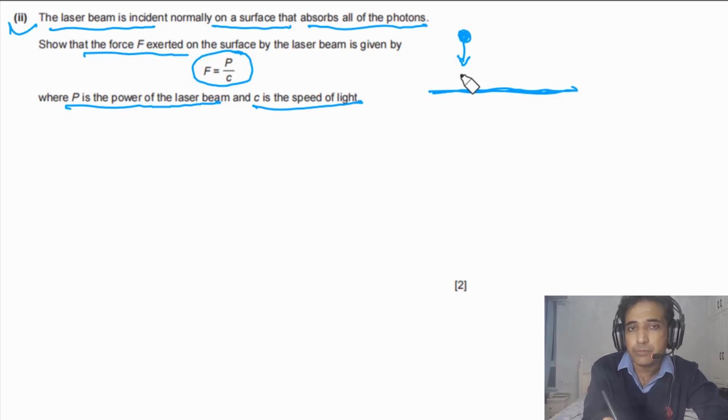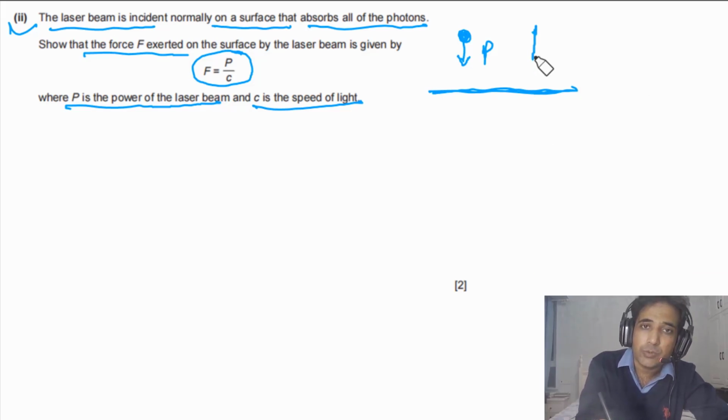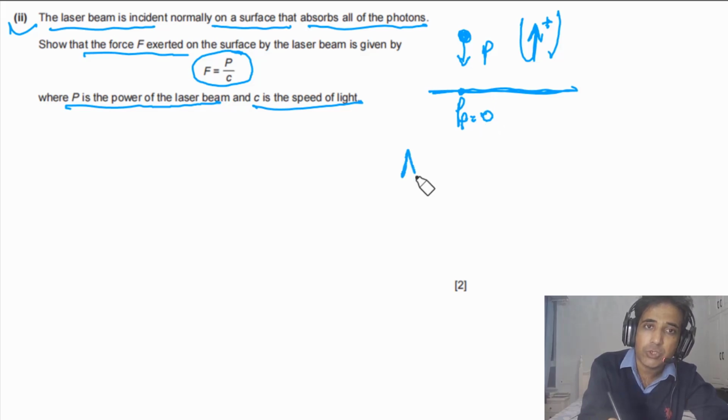It has a certain momentum just before the surface, so we can say that momentum is p. We take up as positive, the direction of force, so we can say upward force. This upward direction is positive. So what is the change in momentum? The photon is absorbed, so the final momentum, P final, will be equal to 0. So the change in momentum, delta P, will be equal to 0 minus the initial momentum, that is minus p. So this is equal to plus p. This is the change in momentum.